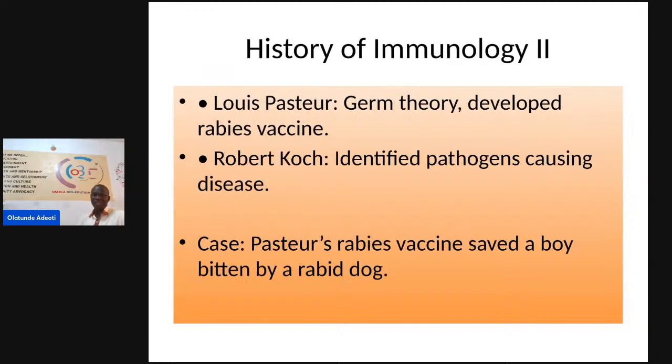That was the beginning of vaccination, and Edward Jenner is still regarded as the father of immunology up to today. Then this issue of immunology cannot be completed without the mention of Louis Pasteur in the germ theory, who developed the rabies vaccine, and Robert Koch, who identified that diseases are caused by microorganisms. So that was by Robert Koch.